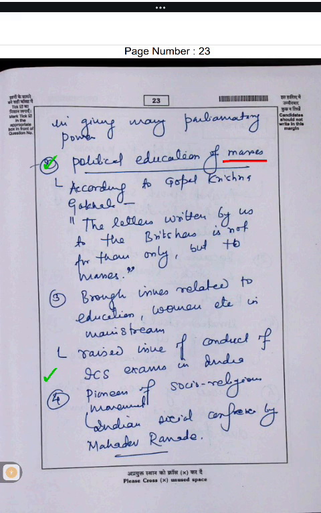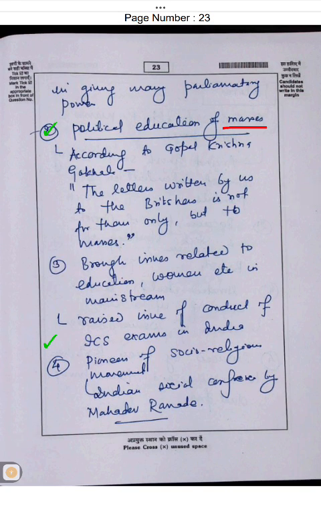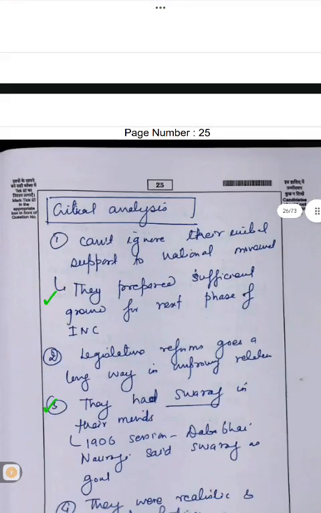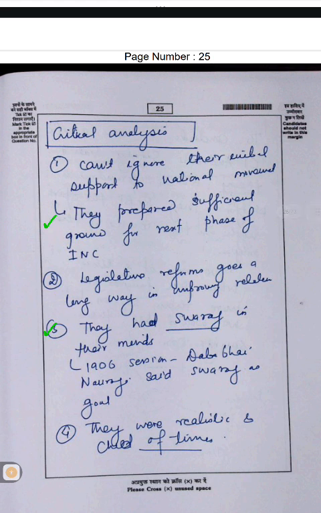Pioneers of social religious movements: the Indian Social Conference by Mahadev Ranade. Failures: failed to attract masses and youth power. Aurobindo Ghosh said Swaraj is not developed on the INC's pandal. Became part of the characteristic strategy of the British, limited itself to the causes of the upper class, absence of women leaders. Criticized even by the British, Curzon said they have a dual face. Political analysis can't ignore their support to the national movement.